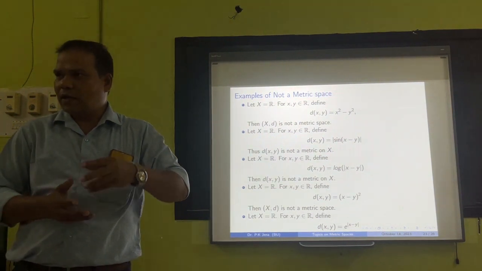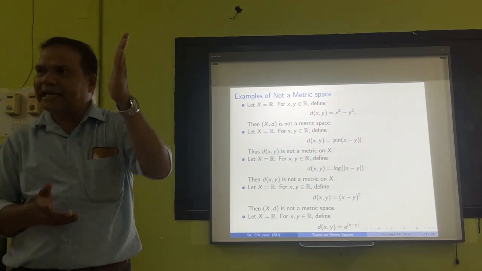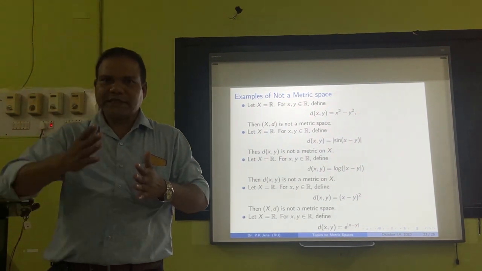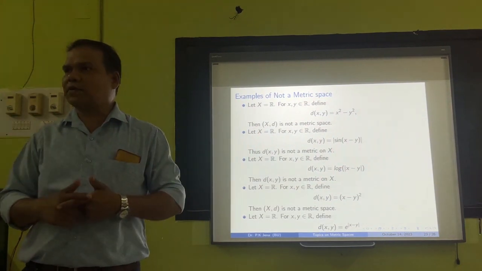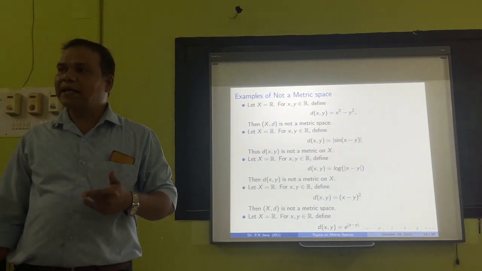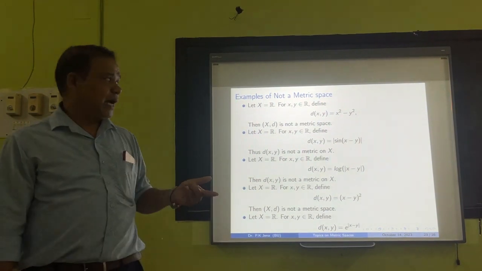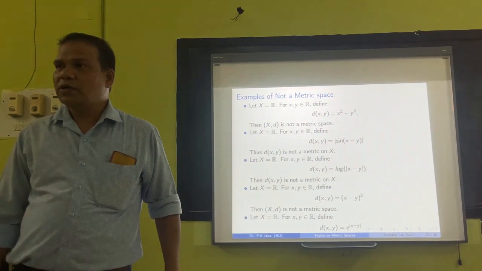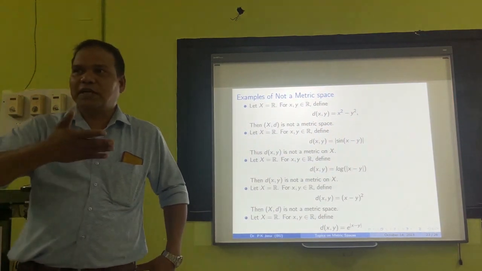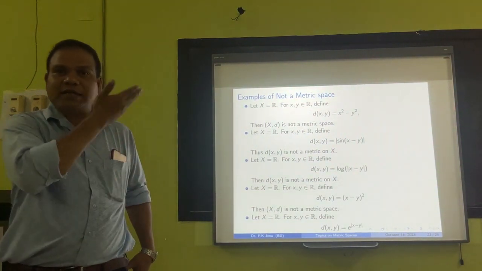If the distance function D satisfies all the four properties, then the non-empty set together with the distance function, we call it a metric space. I am not going into more examples of not a metric. You just see that plenty of examples we have collected here.